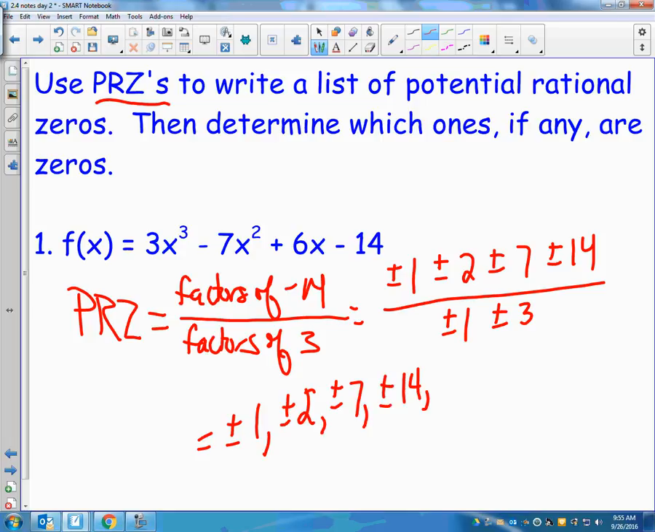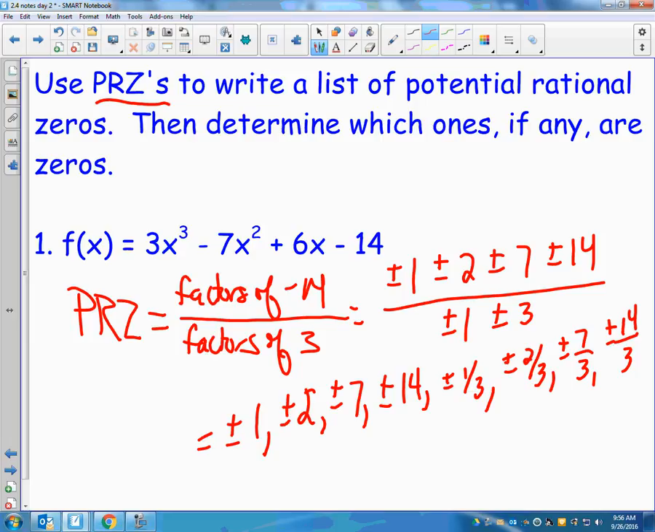But then we have to go back and we have to put them all over 3. So 1 over 3 is just plus or minus 1/3. 2 over 3 is plus or minus 2/3. 7 over 3 is plus or minus 7/3. And 14 over 3 is plus or minus 14/3. So we went from an infinite amount of numbers to check to just 2, 4, 6, 8, 10, 12, 14, 16. Only 16 numbers. As opposed to infinitely many numbers.